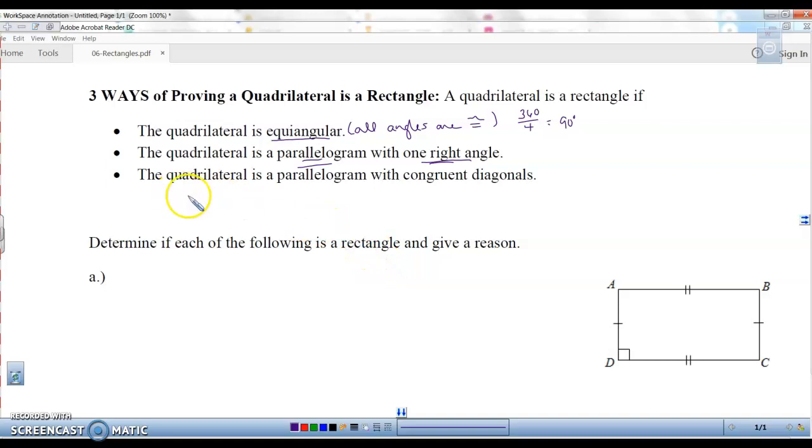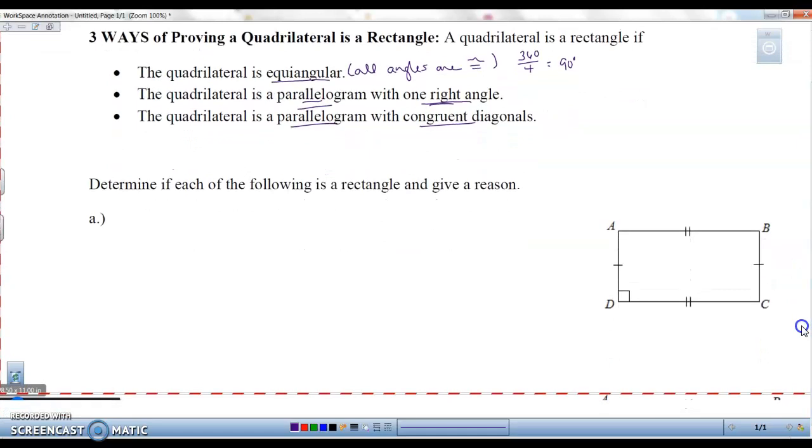And then the third way is because of the properties of a rectangle. It's a parallelogram with congruent diagonals. That's what makes it special from just a regular parallelogram. A parallelogram doesn't have congruent diagonals, but a rectangle does. So if you can prove it's a parallelogram that has congruent diagonals, you can say it's a rectangle.